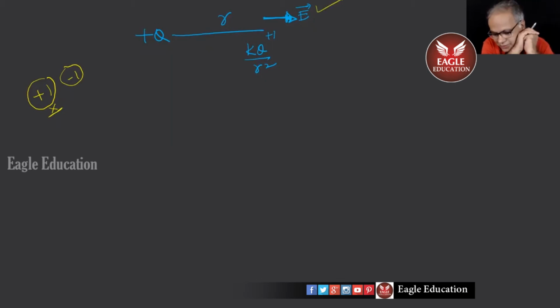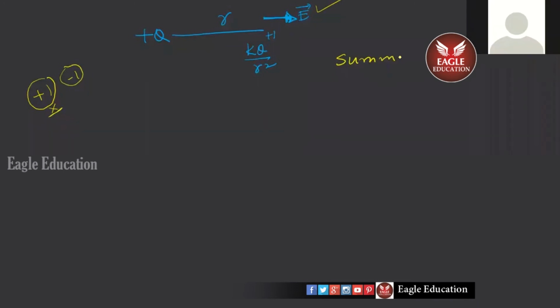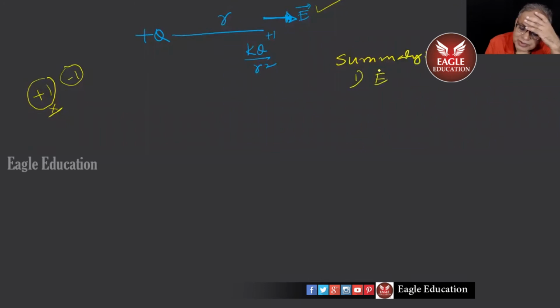How about others? Sir, understood, sir. Really? Really, sir. Okay. I'll repeat. My summary until now is only this. Summary is E bar equals F bar by Q naught. And second is E bar equals KQ by R square R cap.